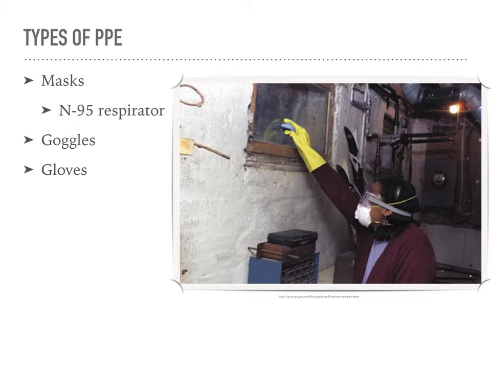So there are different types of PPE or masks. It's recommended that you use an N95 respirator that allows you to breathe air, but it does filter out some of those mold particles. Goggles to make sure that you don't have any mold fall into your eyes, and gloves so it does not absorb into your skin or get into an open cut or wound.